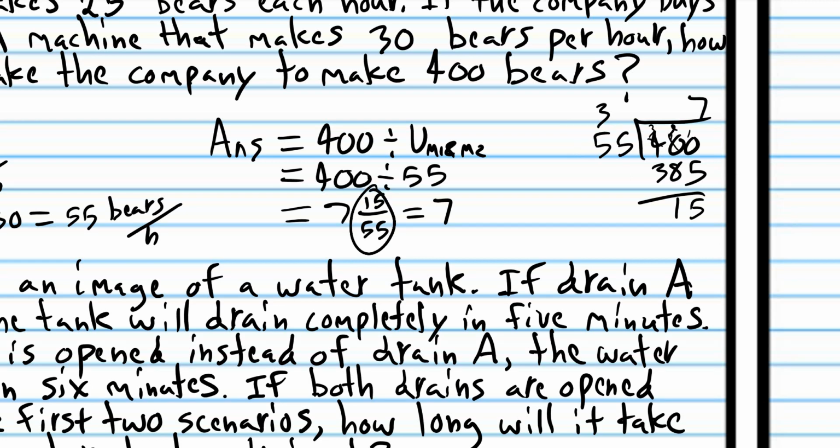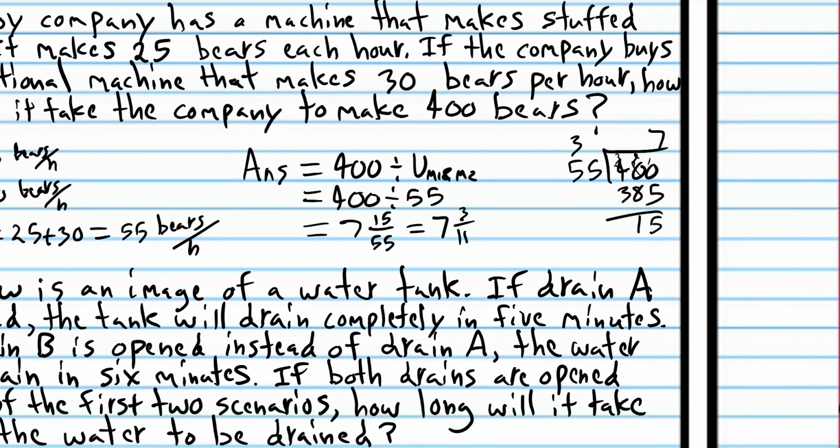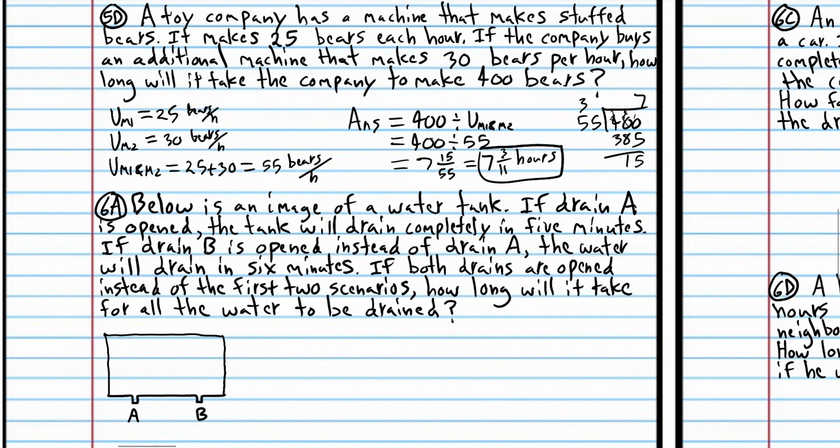So now we can reduce this fraction. Never leave a fraction in the non-reduced form. We can divide both these numbers by 5. 15 divided by 5 is 3, and 55 divided by 5 is 11. So our final answer is 7 3/11 hours. And you can just write H for hours, or you can spell out the name.